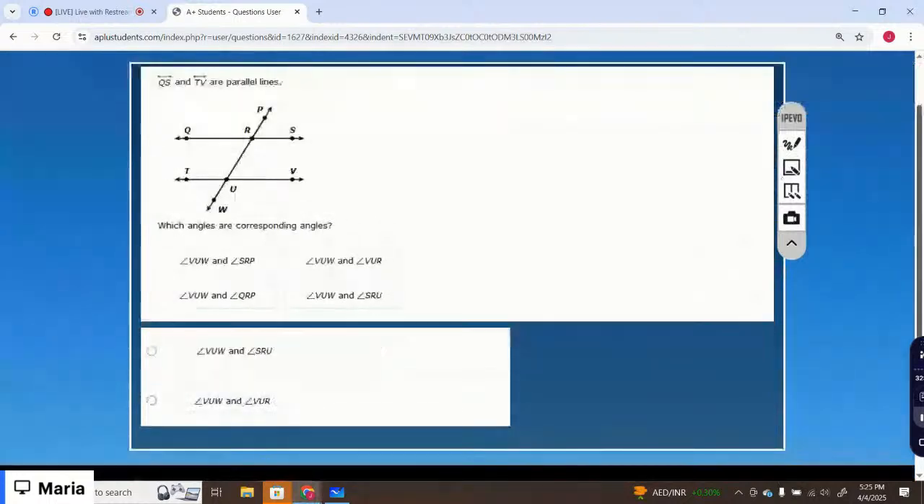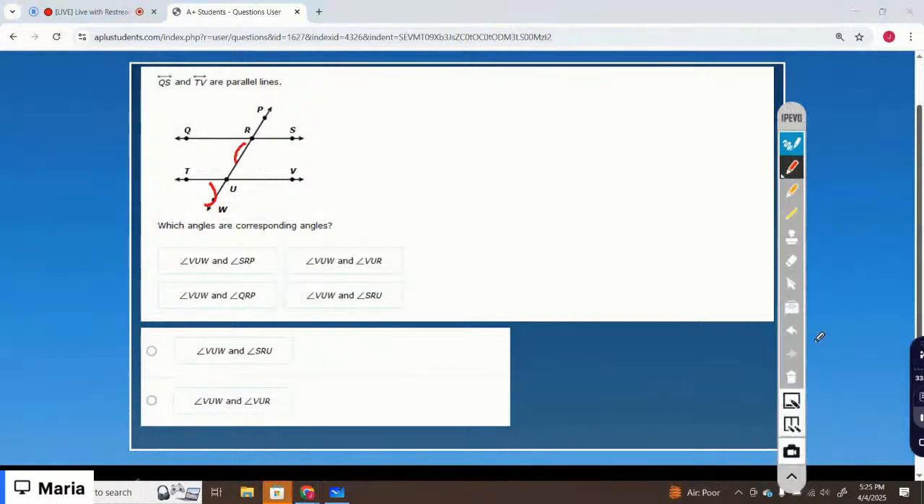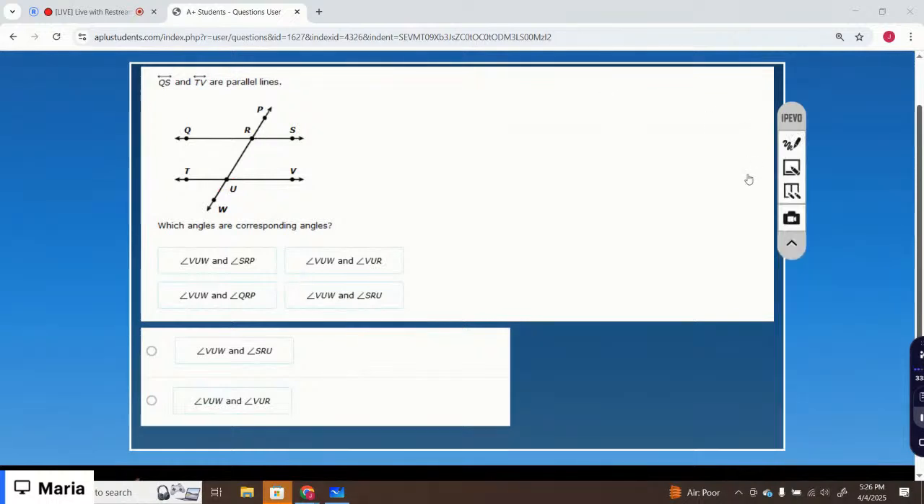Q, S, and T are parallel lines. Which angles are corresponding? VUW and SRU. Option number one is the correct option. VUW and SRU are the corresponding angles. Option number one is the correct option.